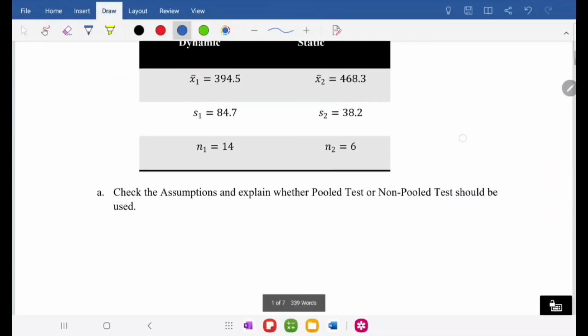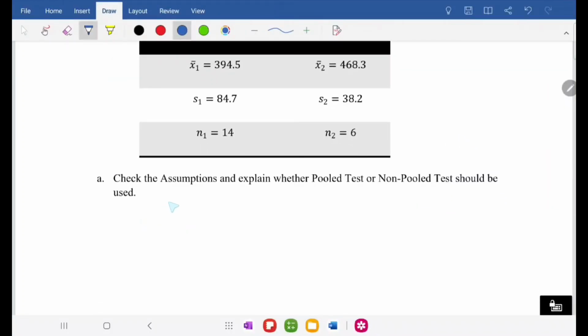So let's look at the questions associated with this. It says, check the assumptions and explain whether pooled or non-pooled tests should be used. We see that the two standard deviations are quite widely apart, but let's go through the assumptions one by one as was listed for us, and then we'll come to which test we should choose based on the two standard deviations.